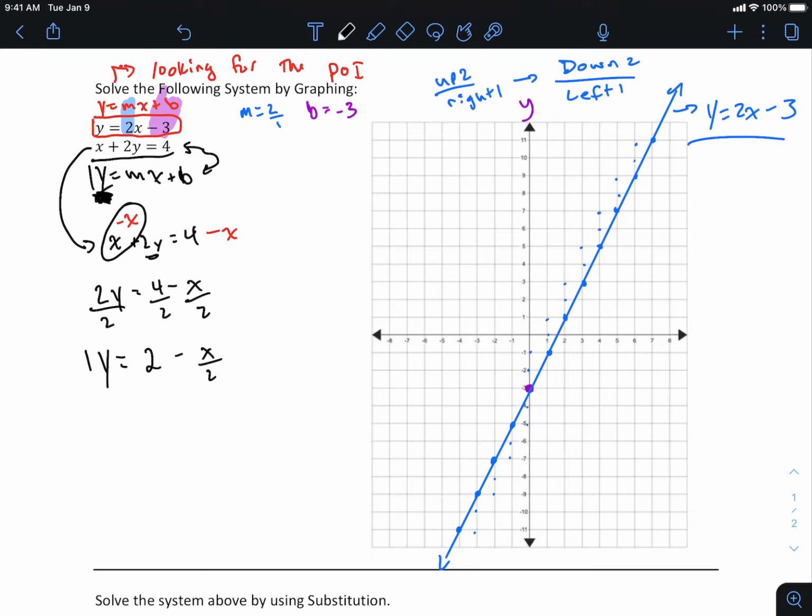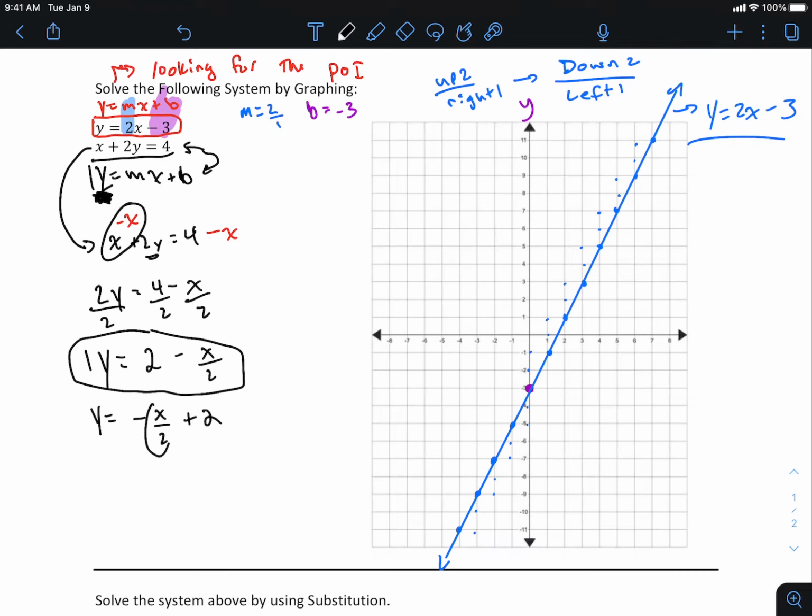Okay? Now, there is a way to write this so that it actually looks like something you've seen before. It doesn't matter the order in which I have these two things, just so long as the sign matches up. So what I'm going to do here is reorder the right side, and I'm going to get y equals negative x over 2 plus 2.